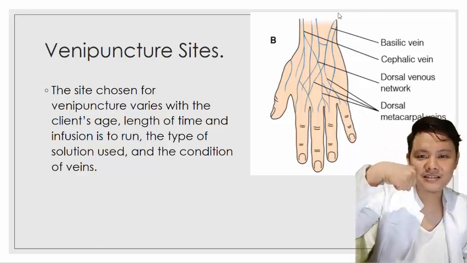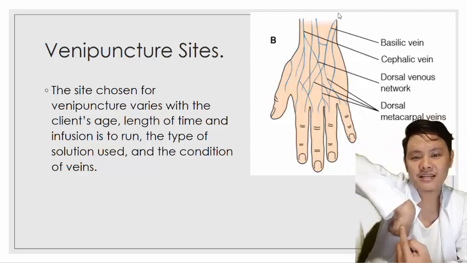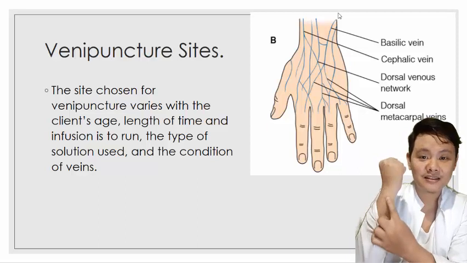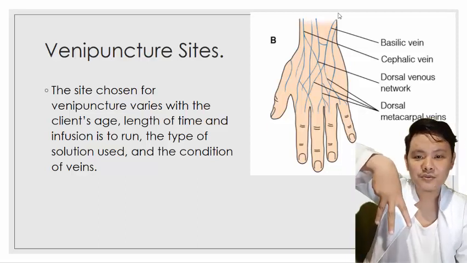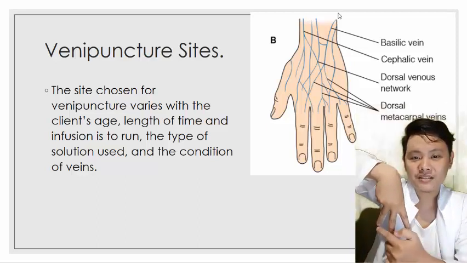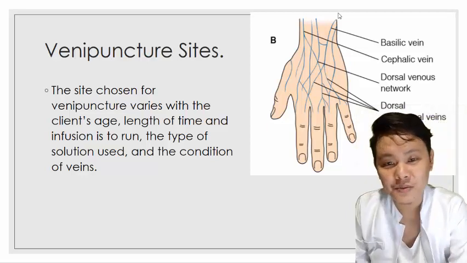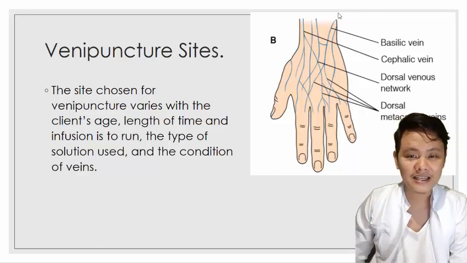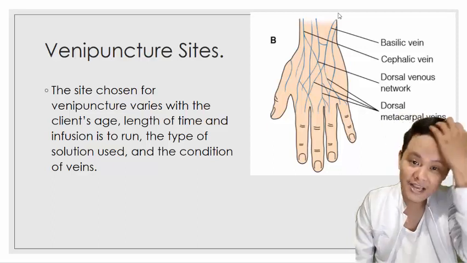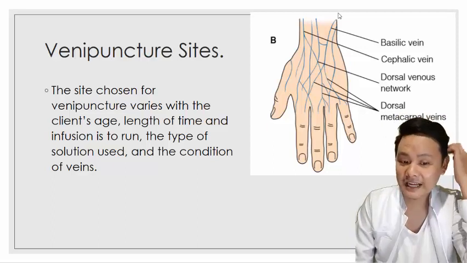How about this? B. Basilic. Saan siya? Dito. How about this one? Letter M. The dorsal metacarpal. So, yun yung tatlo na very common pagdating dun sa may hands natin kung saan nilalagyan po ng IV fluids or nagkakaroon tayo ng cannula.